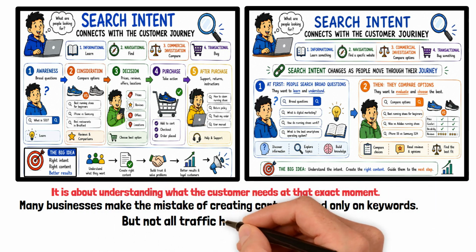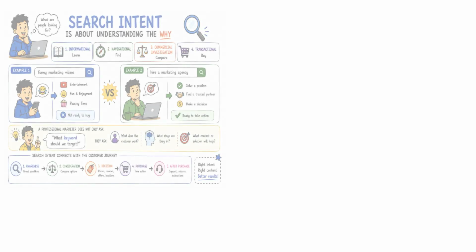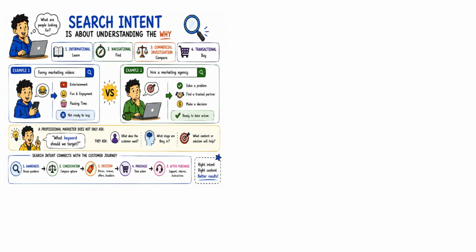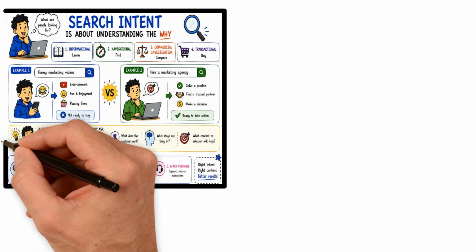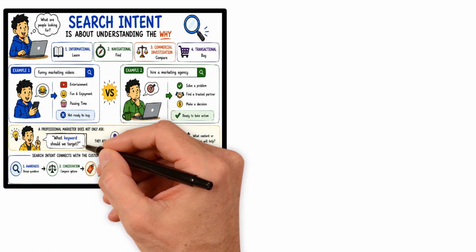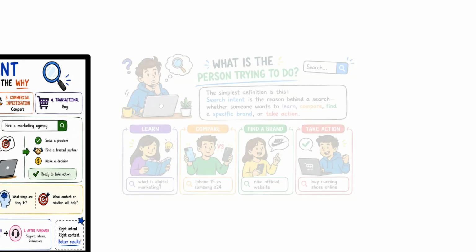Many businesses make the mistake of creating content based only on keywords. But not all traffic has the same value. Someone searching funny marketing videos is very different from someone searching hire a marketing agency. A professional marketer does not only ask, what keyword should we target? They ask, what is the person trying to do?